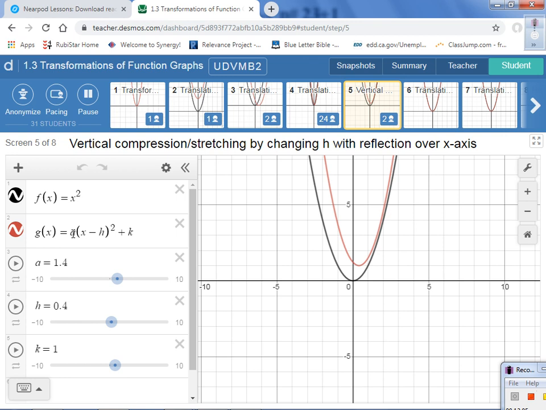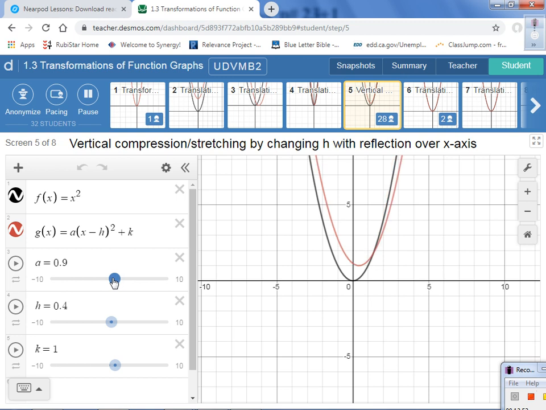Everyone, what would be one word that happens? It stretches. Yes, it becomes narrow. It stretches vertically, like this. Like if you're pulling some strings like so. Okay? What happens to the graph, check this out, when a is between 0 and 1?